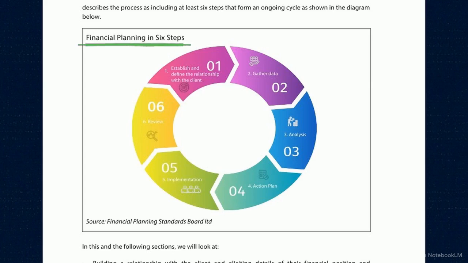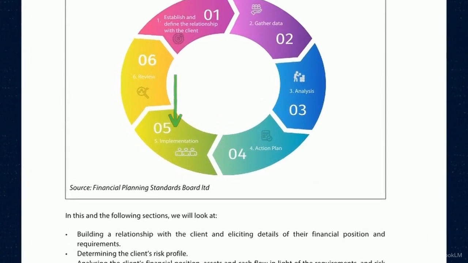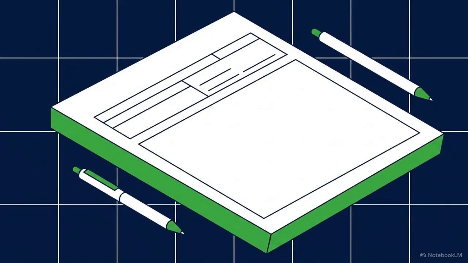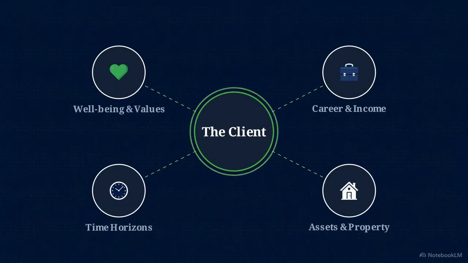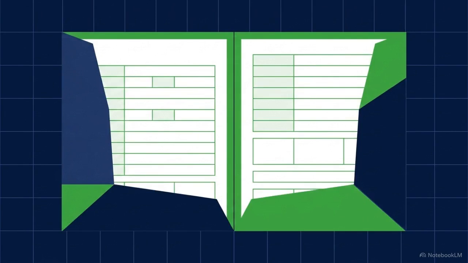This chart outlines the financial planning process in 6 specific steps. Look closely at where the actual purchasing of investments happens. Implementation doesn't occur until step 5. Before a single dollar is put into the market, the advisor has to overcome a massive data deficit. They have to map out the exact shape of the client's life. This mapping process is known as KYC, or Know Your Client.